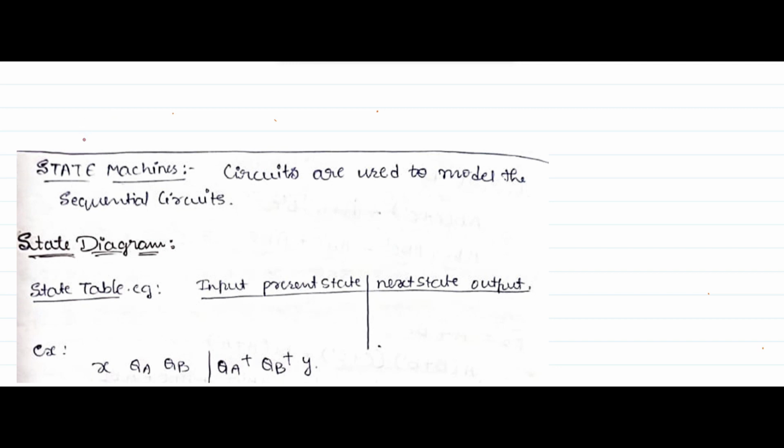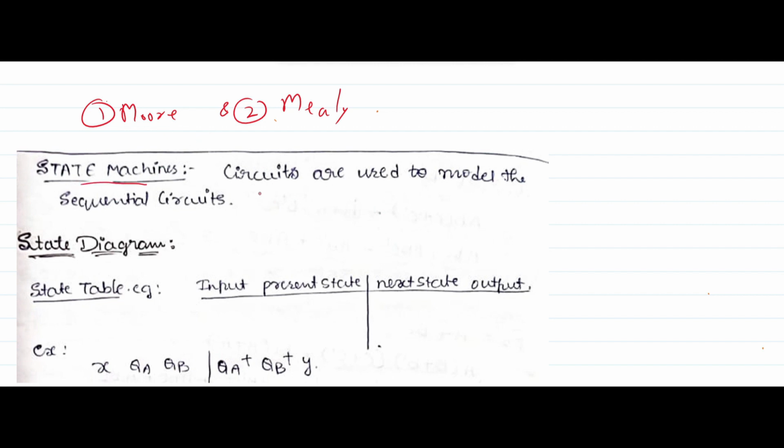Hello everyone. In this lecture I will focus on state machines, and basically there are two types of state machine: Moore State Machine and Mealy State Machine. So we will focus on Moore and Mealy State Machines. Before going on, let me tell you what a state machine is.